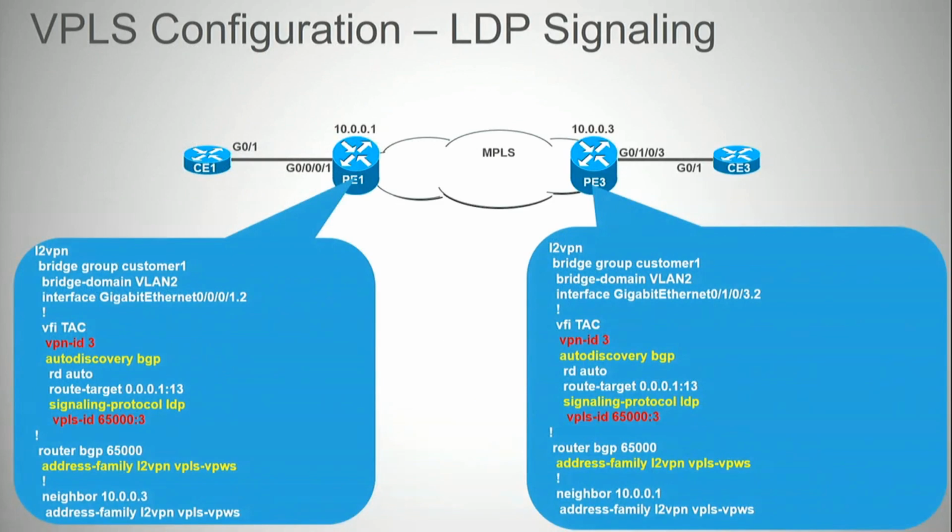Next is using LDP signaling. For LDP signaling, the configuration remains almost the same except for these two items. The signaling protocol should be LDP, and the VPLS ID should be configured under it for LDP signaling. The rest of the configuration is almost similar.